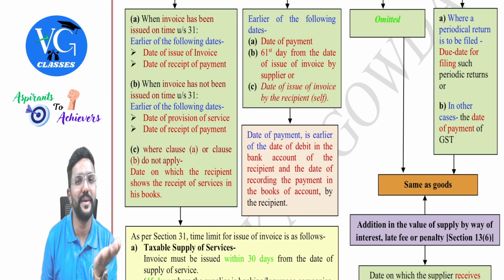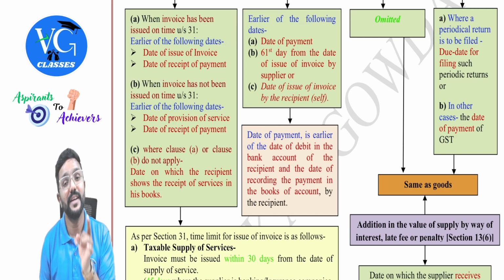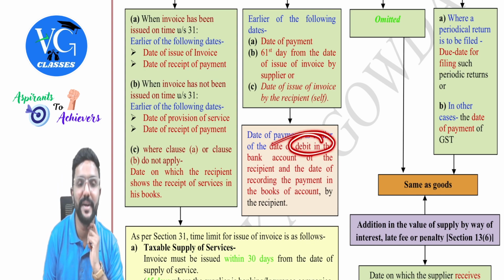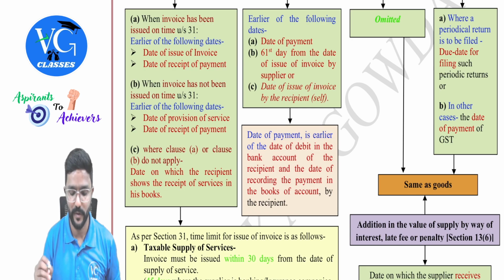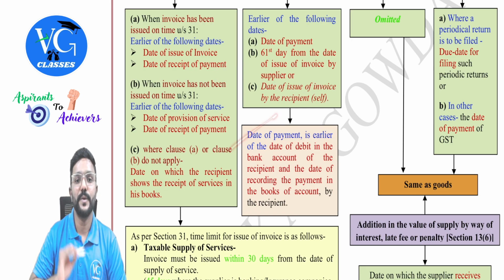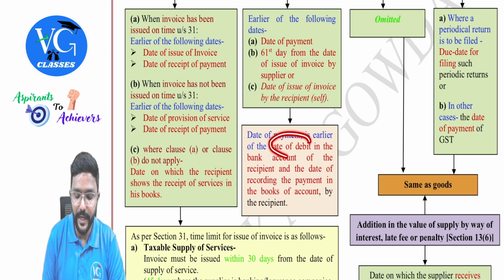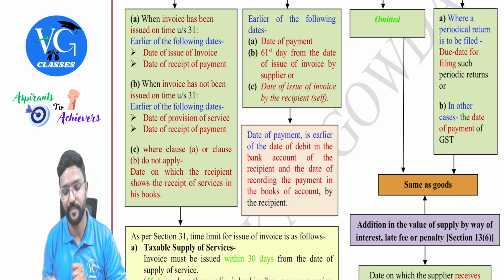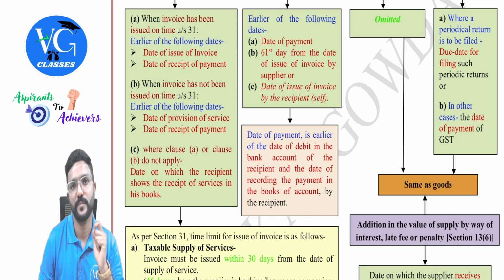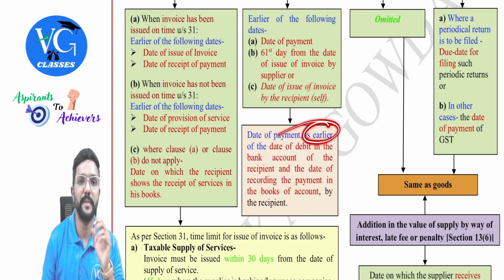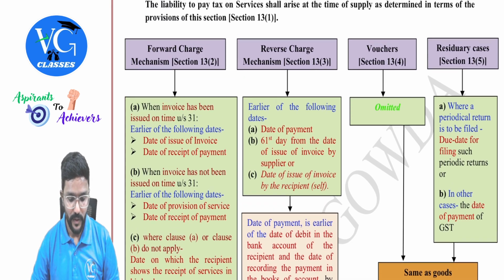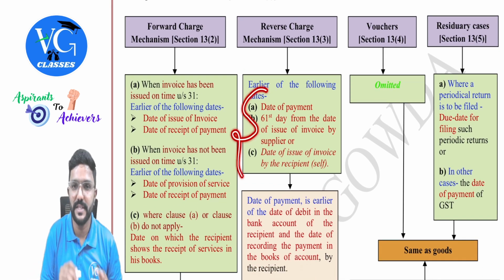Recipient has to make payment; he will make the payment. When he makes the payment, his bank account would be debited. So date of payment is the earlier of the date of debit in the bank account of the recipient and the date of recording the payment in the books of accounts of recipient, whichever is earlier. Whichever is earlier, people. Yes, sir. Important. Now, we have something with respect to this. I will just explain you.